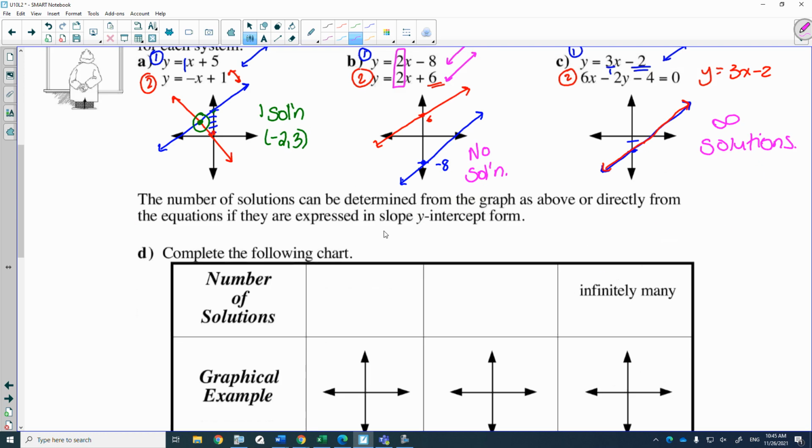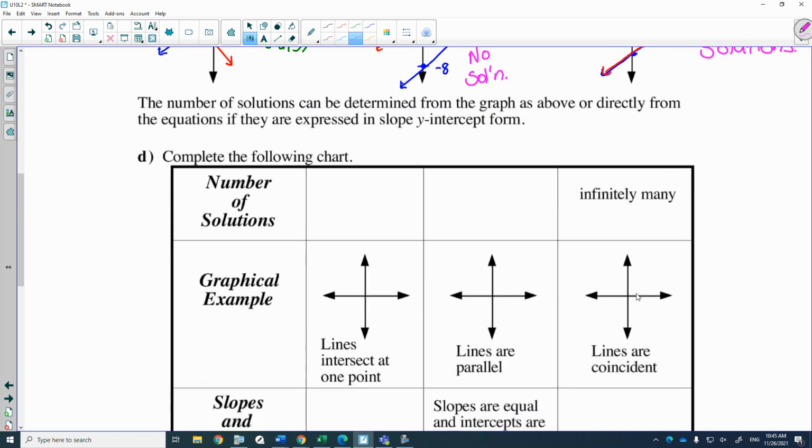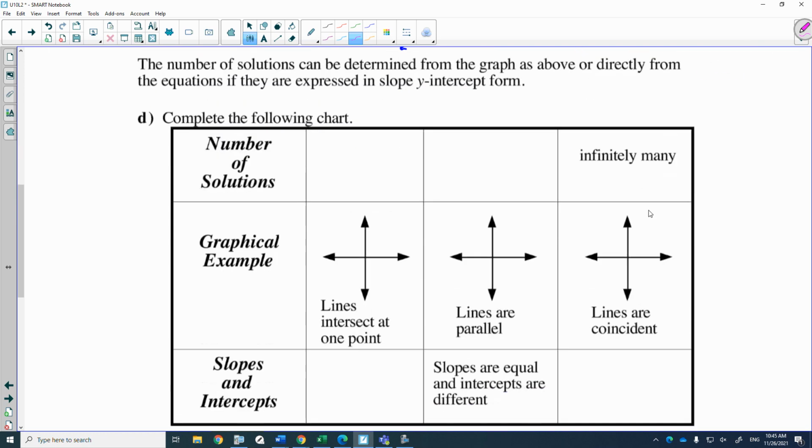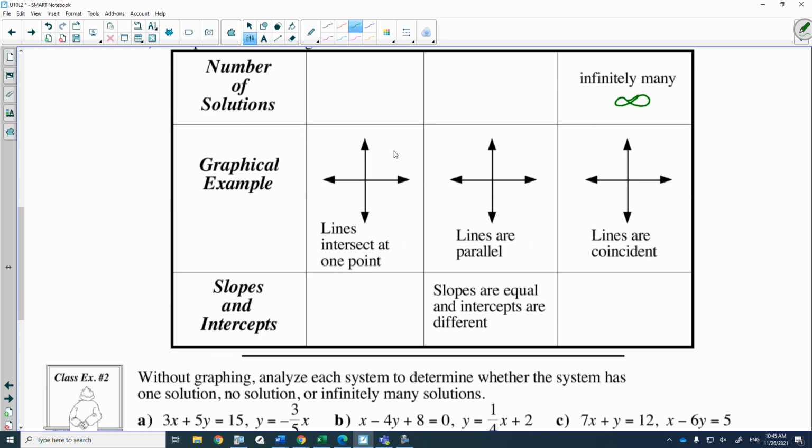Let's fill in this chart. So we're going to start on this last column, infinitely many solutions. So what we just did, the case we just did, infinitely many solutions, they have to touch, right? They touch completely. One line goes over top of the second line. So if we have infinitely many solutions, what it's going to look like is your first system, and your second system goes right on top. They are the exact same equation.